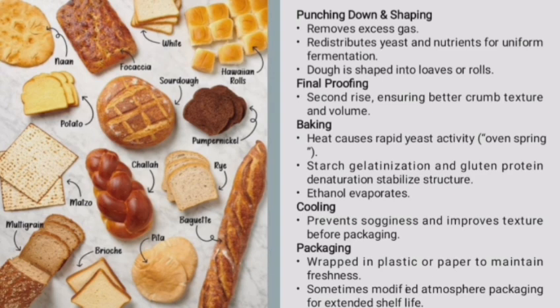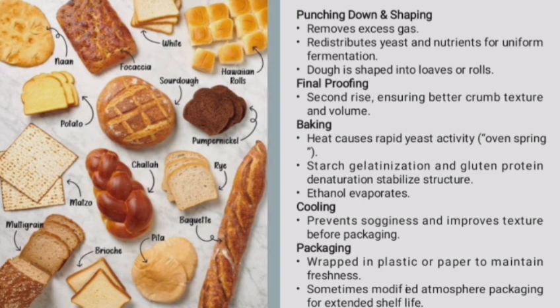Shaped dough undergoes final proofing, which is a second rise that ensures better crumb texture and volume. Baking begins with rapid yeast activity called oven spring, during which starch gelatinization and gluten protein denaturation stabilize the bread's structure while ethanol evaporates.